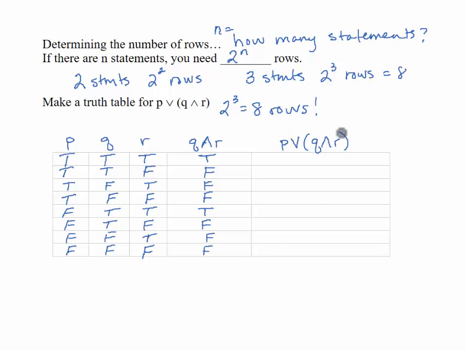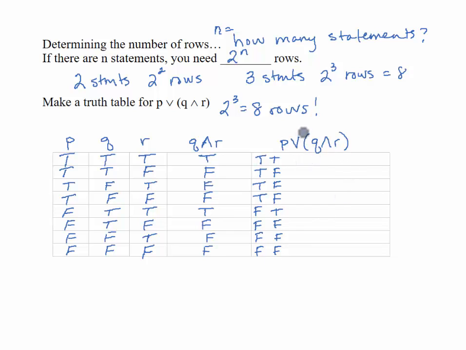Now, because I'm doing such a big combination here, I like to copy my P's back over. If you don't have to do that, if you can just look at them and keep it straight, fine, but I like to do it so I don't get confused. My P column looks like this. And then I like to copy my Q and R column next to it. So that was true, false, false, false, true, false, false, false.